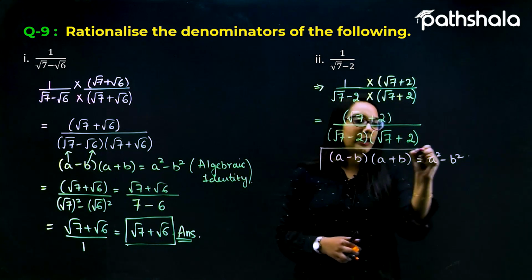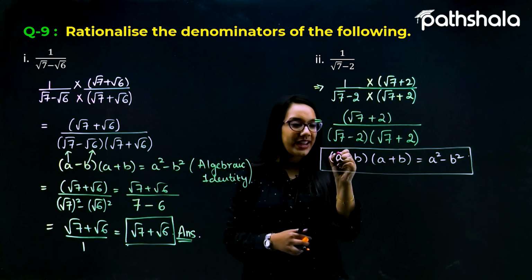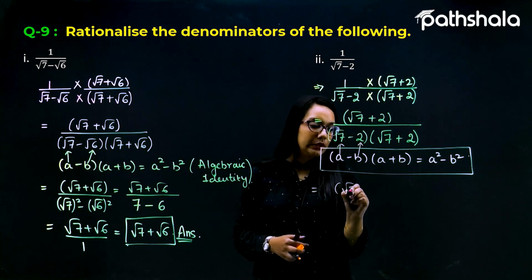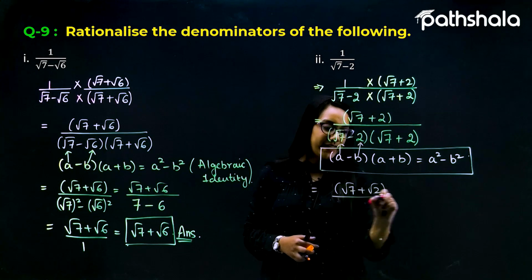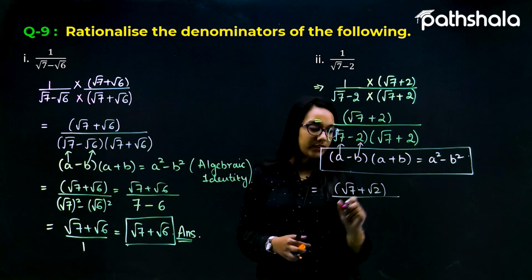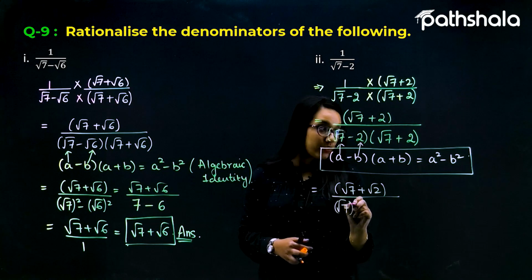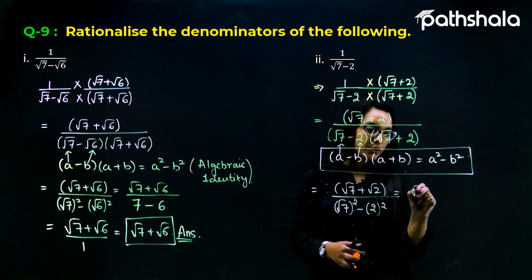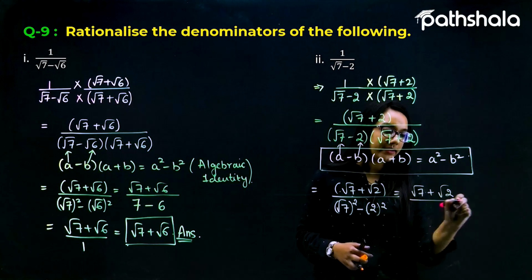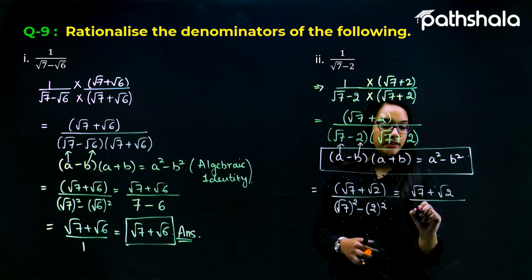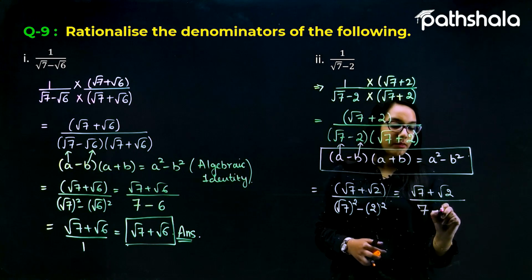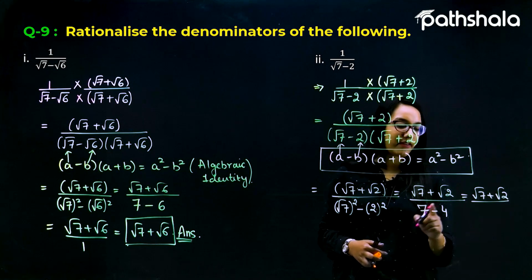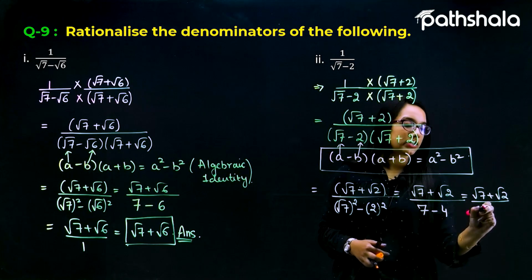Using this identity in which a is root 7 and b is 2, we can solve it as root 7 plus 2 divided by root 7 whole square minus b square. What is the value of b? B is 2, so it is 2 square. Root 7 whole square results in 7. 2 square is 4. So this is root 7 plus 2 divided by 7 minus 4, which is 3.